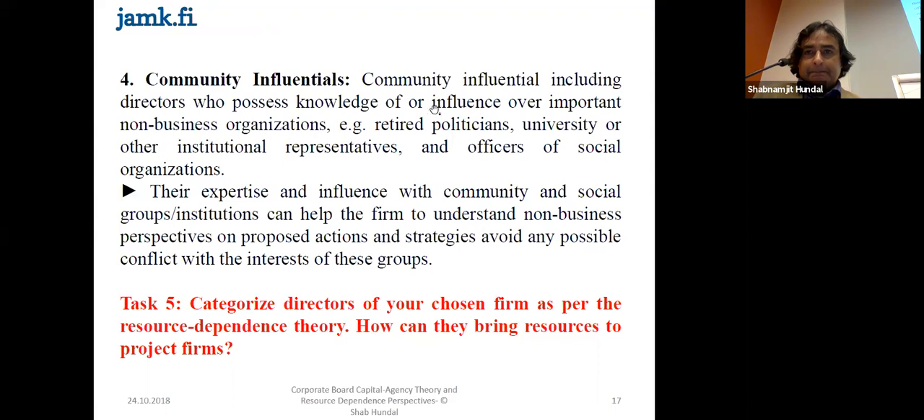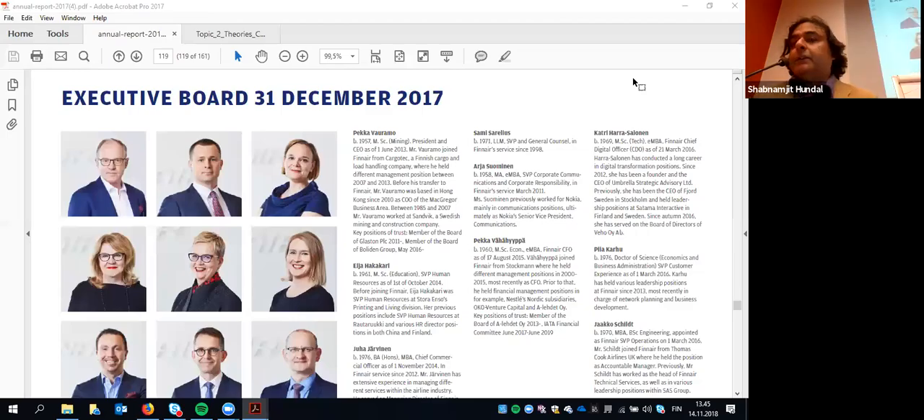The next thing I want to show you is that I take Finnair as a case company. You can see on this page, and this information is in the annual report of Finnair. When you pick up any other company anywhere in the world, as long as it's a public listed company, which is a company whose shares are traded in the stock exchange, in its annual report it has to furnish all the information about its leadership. And the leadership means the board of directors.